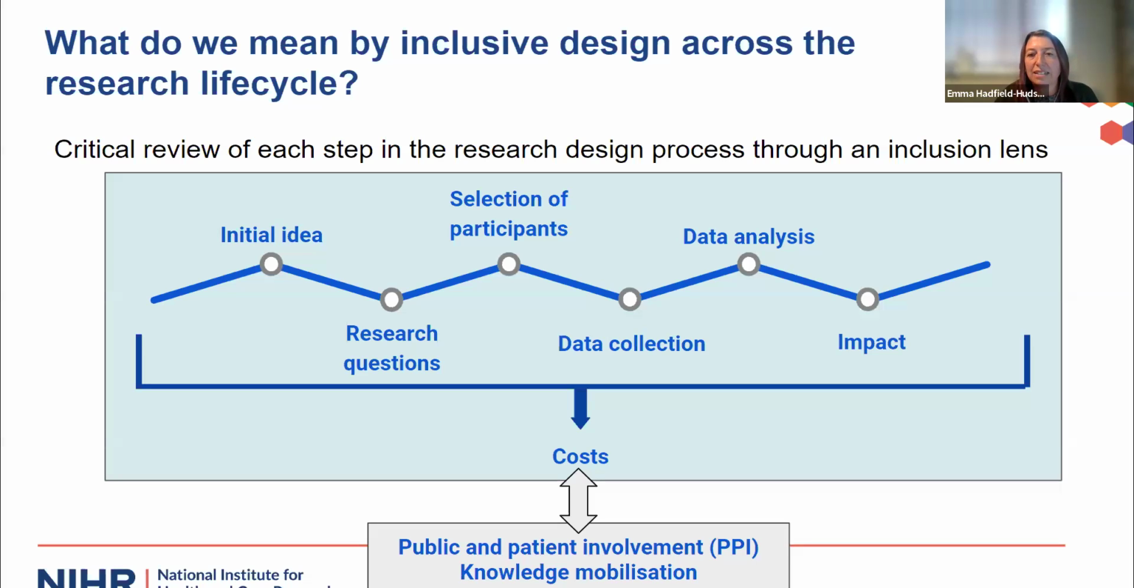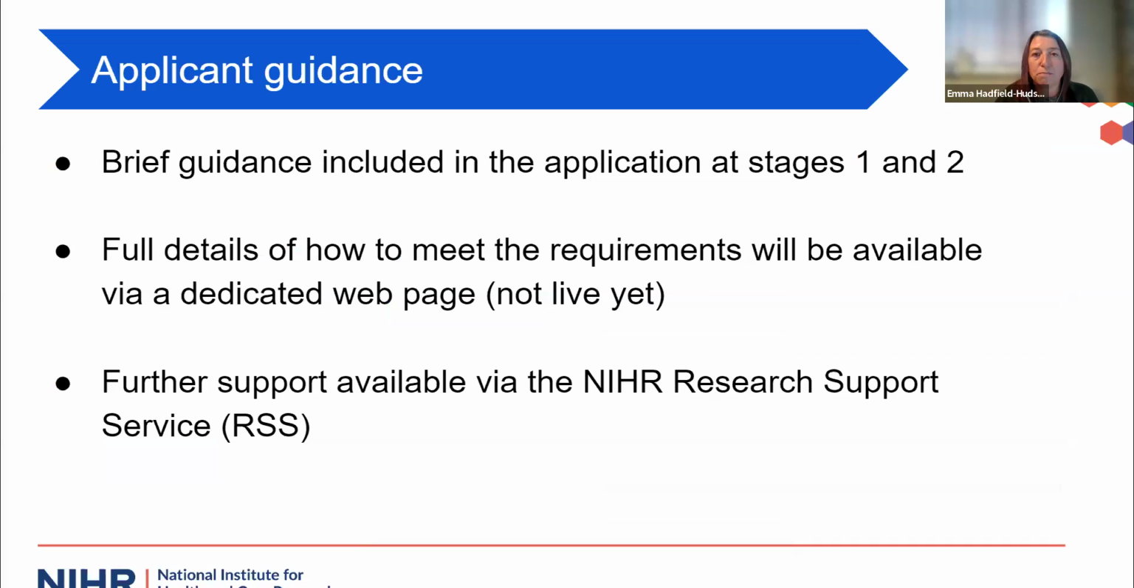So this isn't a tick box exercise, but a way of applying that lens in a meaningful way to the development of research questions, definition of methods, theoretical frameworks, literature reviews, analysis and interpretations, as well as the write-up and dissemination of the work. This process is crucial for ensuring research is up to the task of overcoming injustices we currently see in research. So to understand more about the requirements, brief guidance will be included in the application form at both stages 1 and 2.